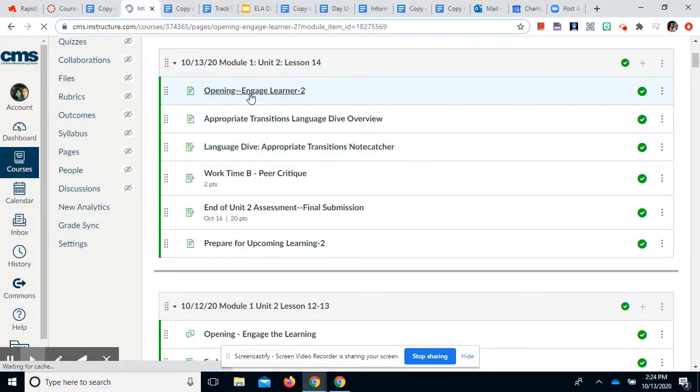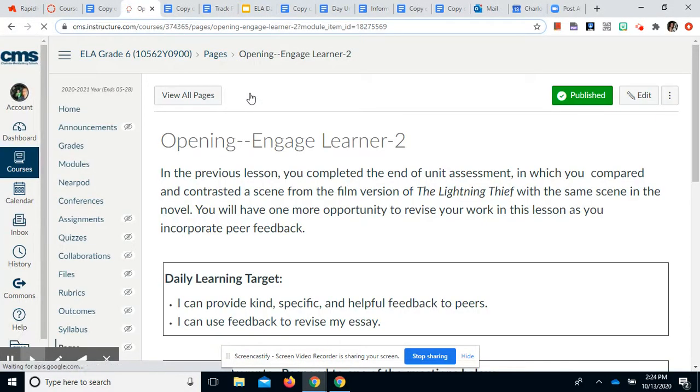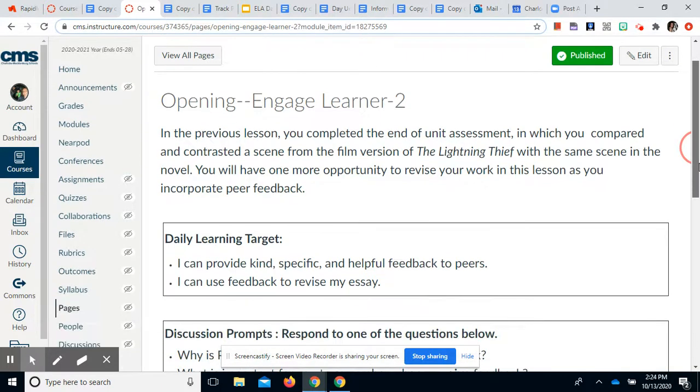All right, so this is a look at lesson 14, the end of unit 2 that was presented on Tuesday, October 13th. In the previous lesson, you completed the end of unit assessment in which you compared and contrasted a scene from the film version of The Lightning Thief with the same scene in the novel. You will have one more opportunity to revise your work in this lesson as you incorporate peer feedback.